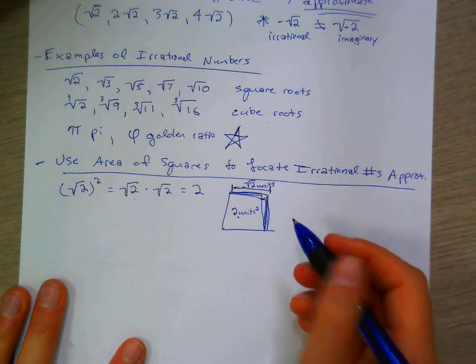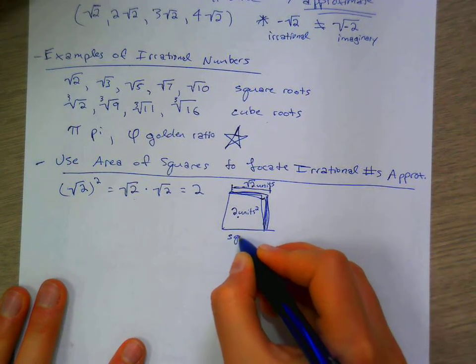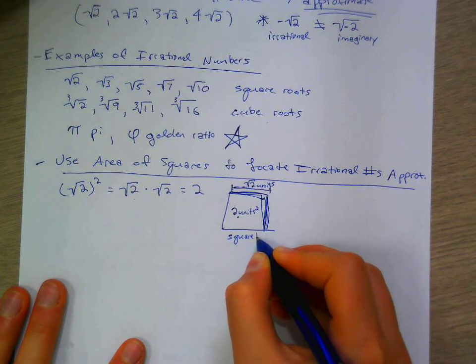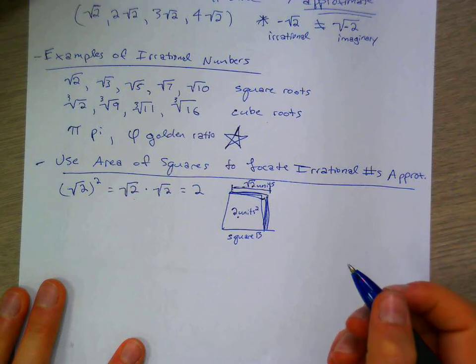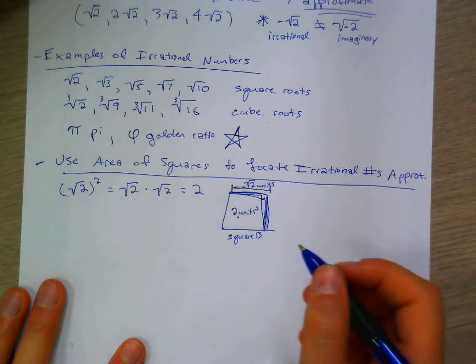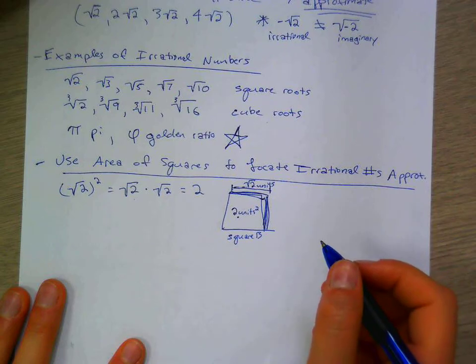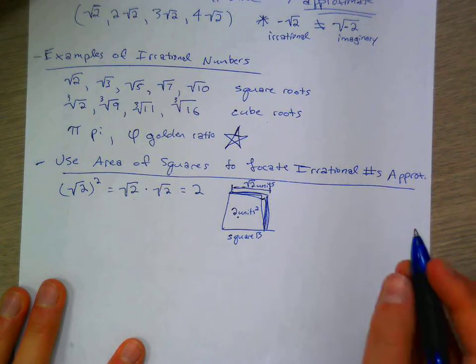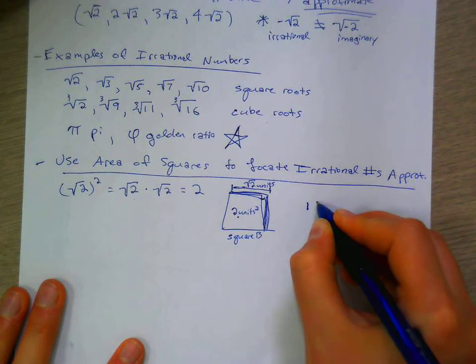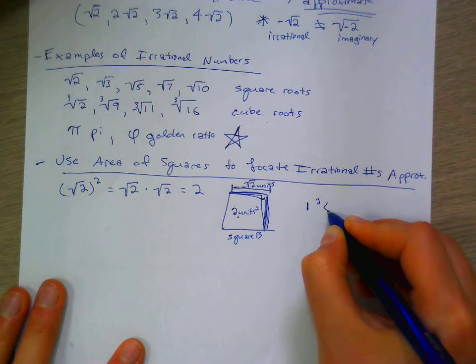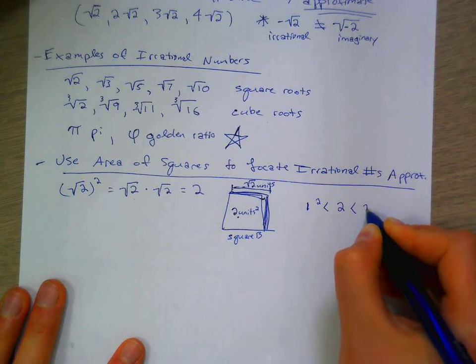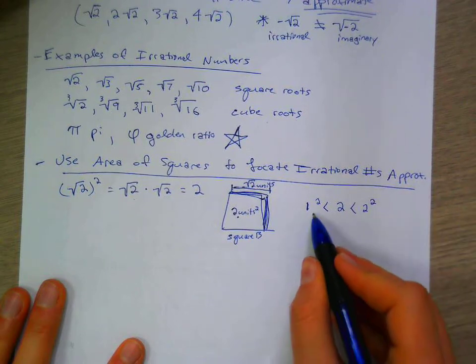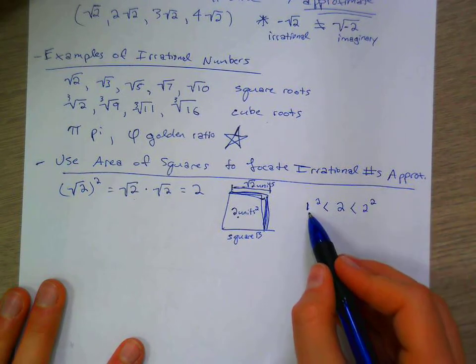This is square B, the one that we've made. Note that 2 is more than 1, but less than 4. Both 1 and 4 are perfect squares, so we'll do it like this: 1 squared is less than 2 is less than 2 squared. So to approximate this on a number line, we know it's between 1 squared and 2 squared.